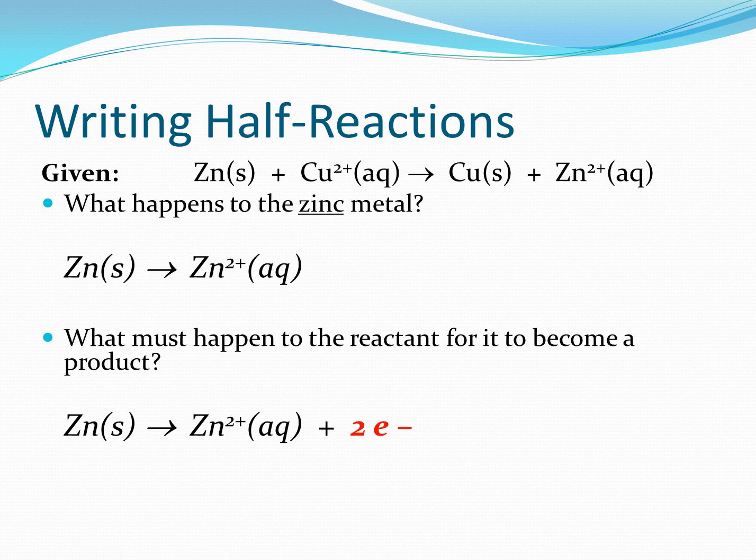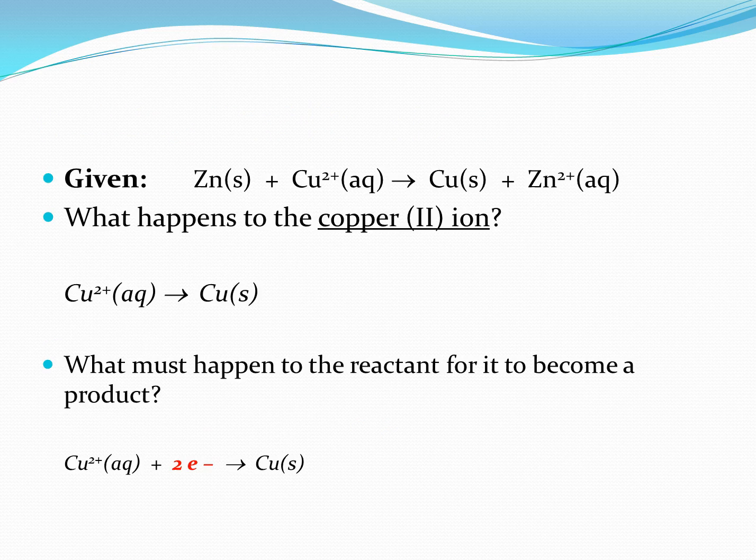of the zinc ion. The other half reaction is the copper ion to copper solid. Once again, we need to add in 2 electrons to balance the charge. If you were to combine the 2 half reactions, you should end up with the reaction that you started with.